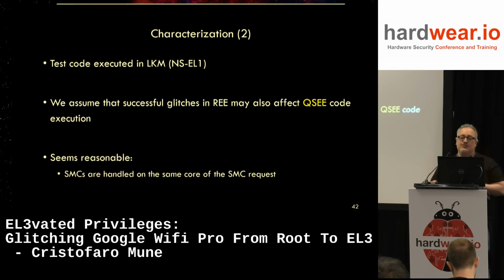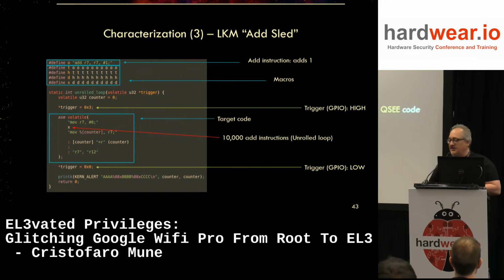That's basically our assumption. This is reasonable because maybe someone does not know that when you do an SMC on one core, you are running the TE code on the same core. There is no reason why this core should be vulnerable when running RE, but not when running TE code. It's the same single core and CPU. Any SMC is serviced on the T side on the same core that does the request. So there is no change. So if you are able to glitch the core while running RE code, there is a very high likelihood that the same core is also vulnerable when running TE code.